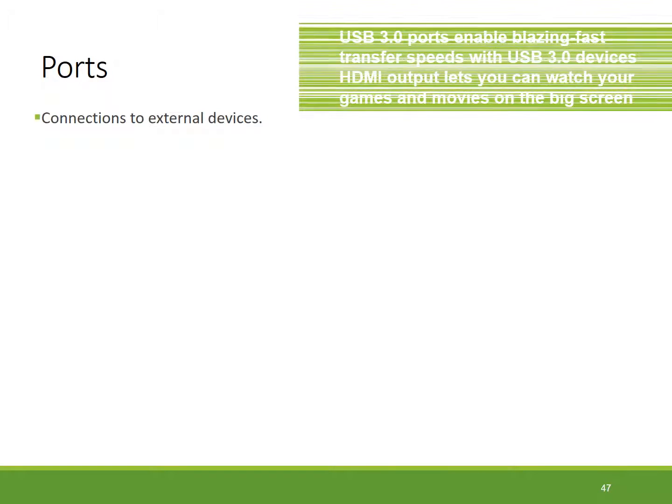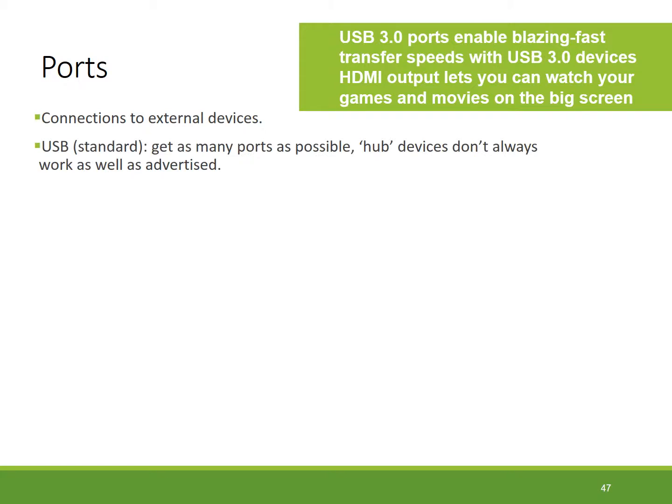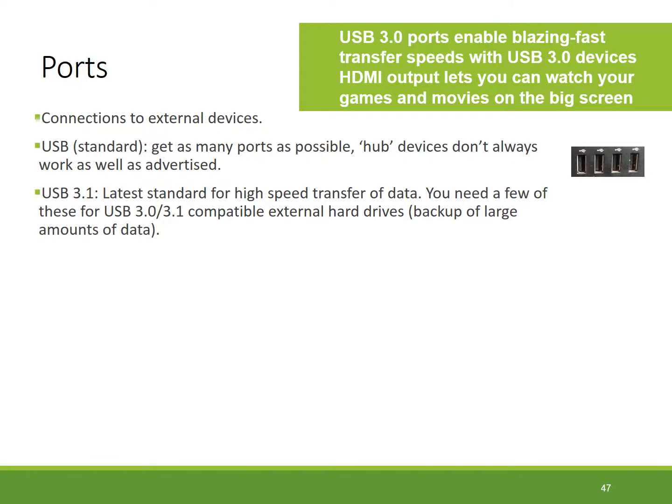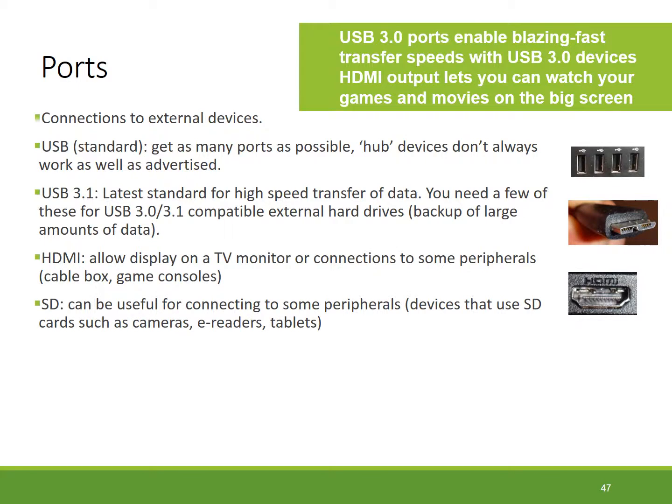Ports or connections to your PC or laptop allow you to connect to external devices. USB 3 ports enable blazing fast transfer speeds with USB 3 devices. So again, it only works if you have a USB 3 device. HDMI ports let you watch things on the big screen. Most PCs and laptops will have a USB port, USB 2 or USB 3, and they look like that. USB 3.1 is the latest, and they look like that. Your HDMI port again allows you to connect, and you can see that there.